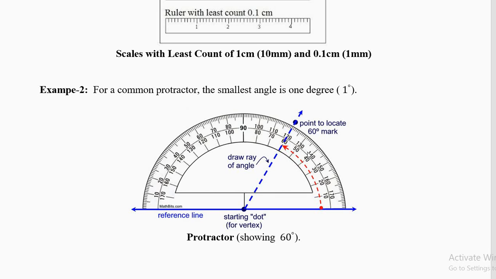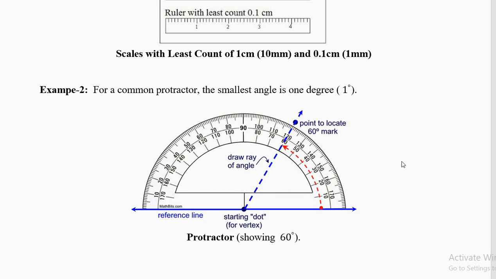So here it is marked 60 degrees and the angles are measured anti-clockwise. We'll talk more about angles in experiment number 4, not today. You just remember that the least count for an ordinary plastic scale is 1 millimeter, or sometimes half millimeter if it is divided into 20 lines. 1 centimeter by 20 is 0.5 millimeters. For the protractor, it is always 1 degree.